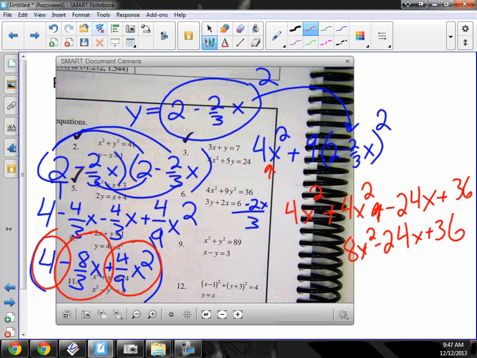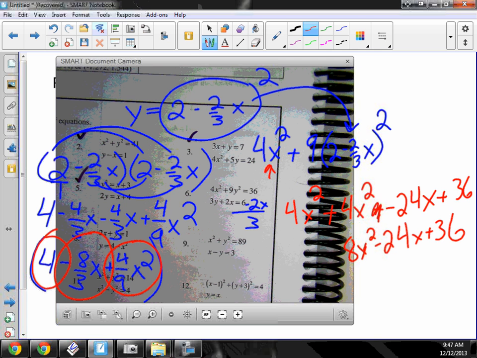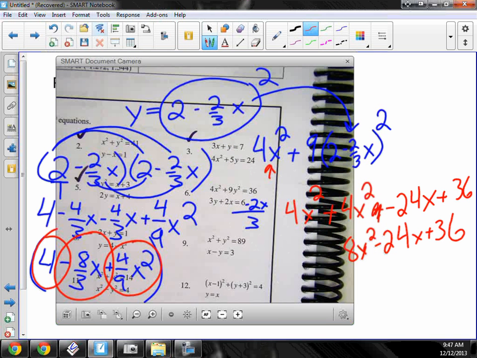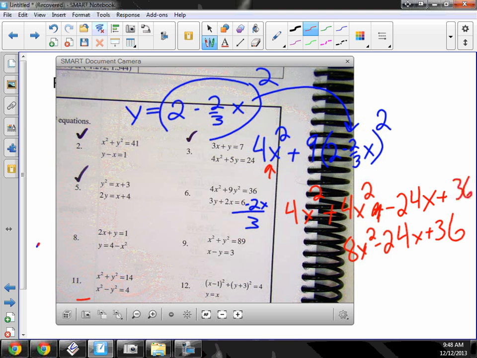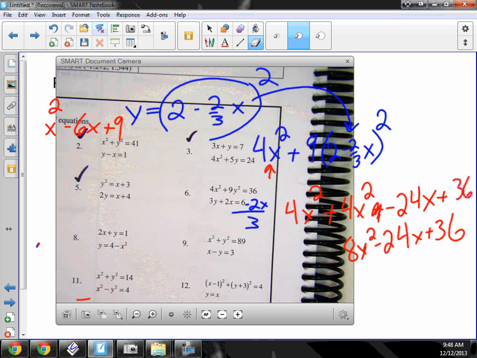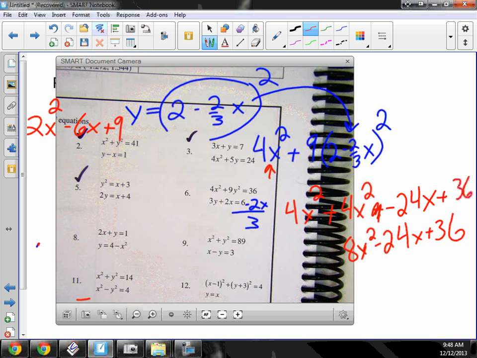Oh, how nice. Can I make it at least a little bit easier? Divide by 8. No. 36 is not divisible by 8. 4. So 4x squared minus 6x plus 9. So now, oh, 2x, thank you. That's even better. So 2x squared minus 6x plus 9. Well, we could try to factor it, or we could use the quadratic formula.